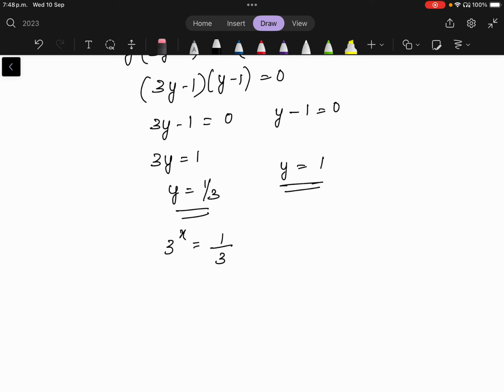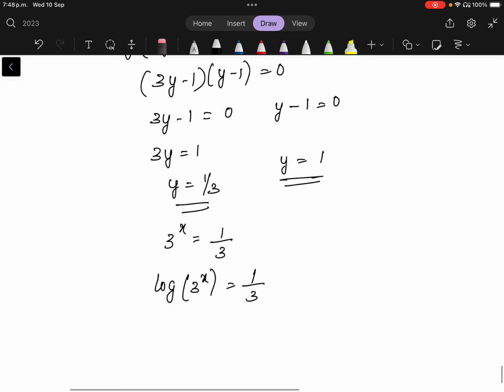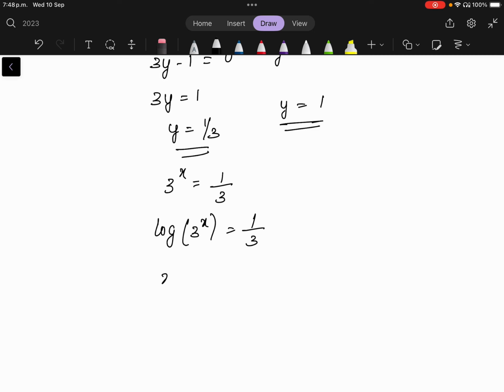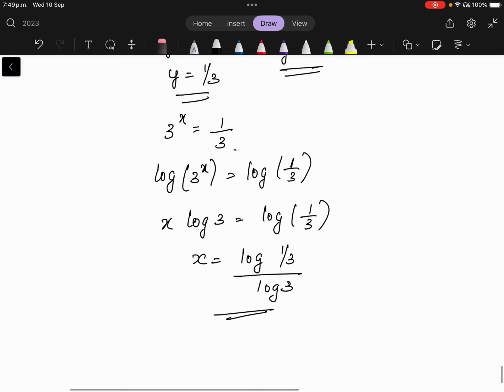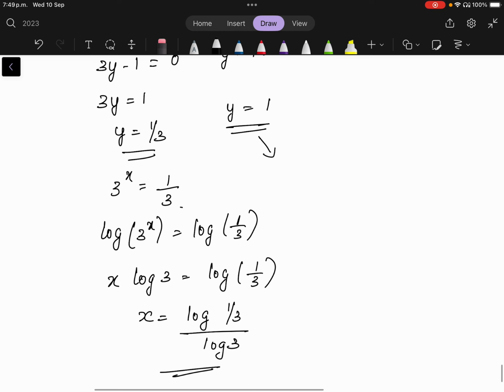So when you put log, you put log on both the sides. Log 3 to the power of x is equal to 1 over 3. And then x will come to the front, so x log 3 is equal to, sorry, on the right side also you will have to work with log of 1 over 3. So x log 3 is equal to log 1 over 3, and x will be equal to log 1 over 3 divided by log 3. Now you can put this into the calculator, or you can retain it like this. The same should be done for this one also.